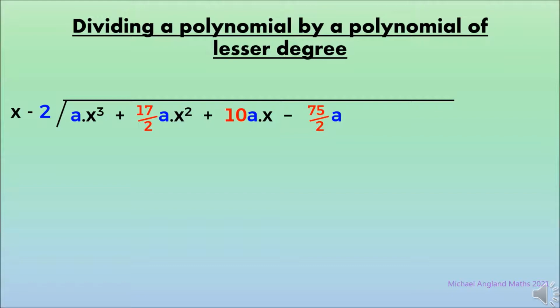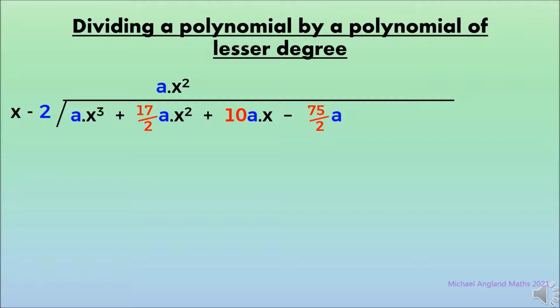Because we've done this once before, we're not going to go through this in such detail, so we'll go through it more rapidly. So under the root sign you can see ax³ + (17/2)ax² + 10ax − (75/2)a, and that's being divided by x minus 2. So first, x minus 2 into the ax³ term. How many times does x go into ax³? That would be ax², so that becomes the first term of the quotient, going above the x² term in the dividend.